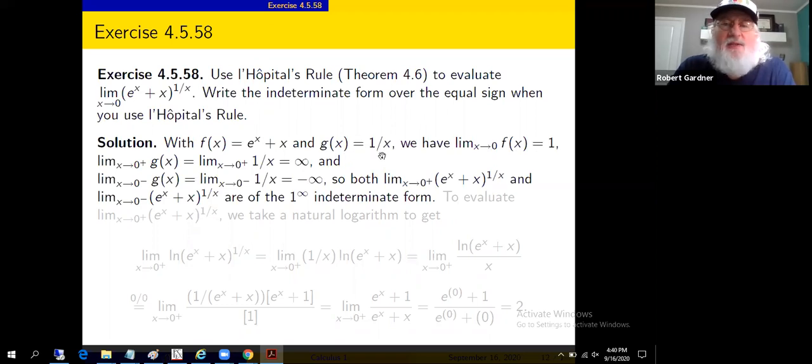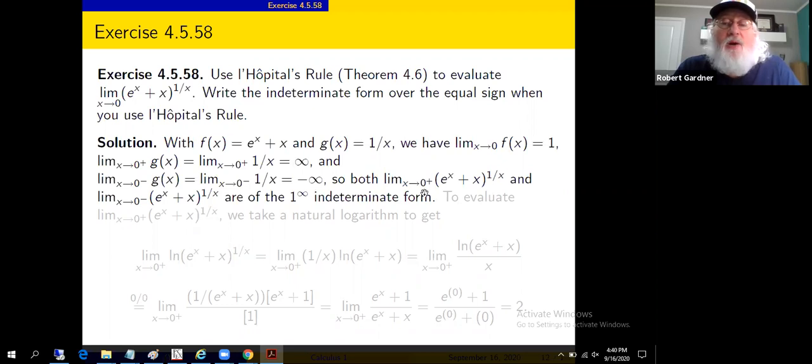Now, I can't talk about the limit as x approaches 0 of that. I need to know the sign. So we need to break this into a one-sided limit. The limit as x approaches 0 from the positive side of g of x of 1 over x is positive infinity. If I take the limit as x approaches 0 from the negative side, then we get out a limit of negative infinity. So it's not entirely symmetric. It's not symmetric at all.